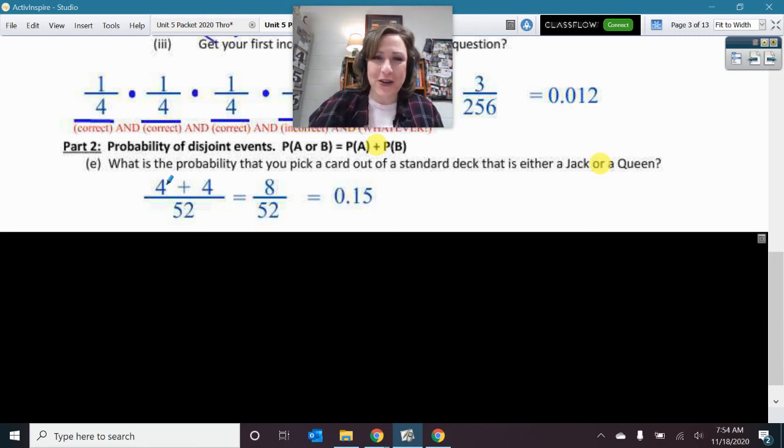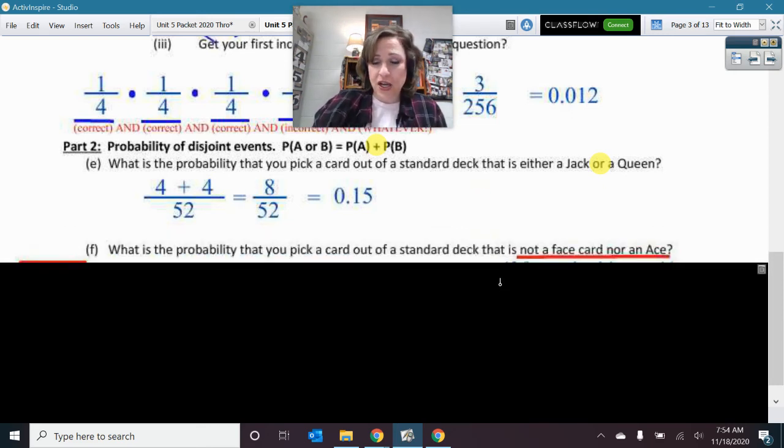Oh, no, that's right. Yeah, these 4 jacks: diamond jack, club jack, hearts jack, spade jack. So there are 4 suits, so there were 4 jacks in the mix. Okay, just like there were 4 queens out of 52, so 8 out of 52.